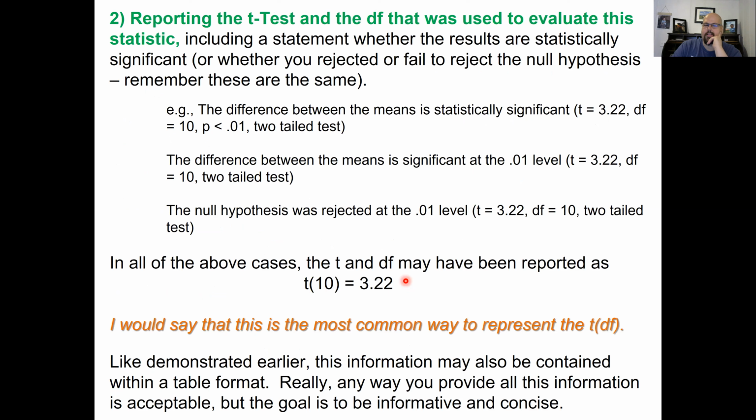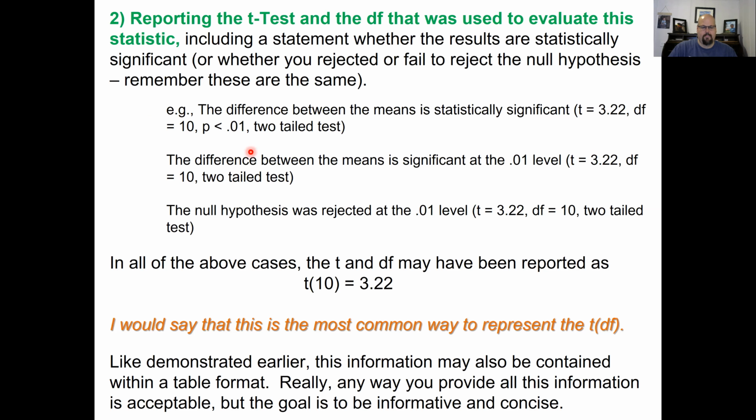You could report the t-test and degrees of freedom that was used to evaluate that statistic, including a statement of whether the results are statistically significant or not. So you might say something like, the difference between the means is statistically significant. You report your t, your degrees of freedom, and then your p-value. The null hypothesis was rejected is another way to say that. The difference between the means is significant. There's a lot of different ways to do it. In all cases, the important information is the t, the degrees of freedom, and your p-value.